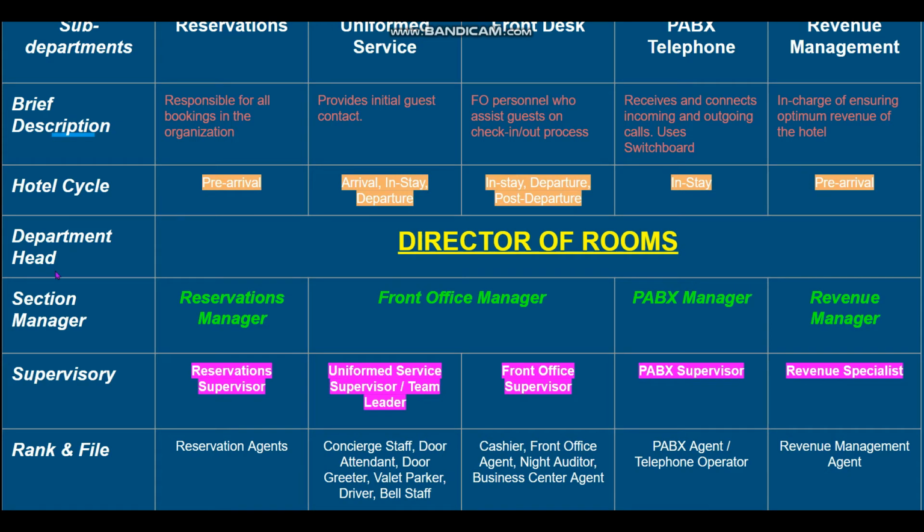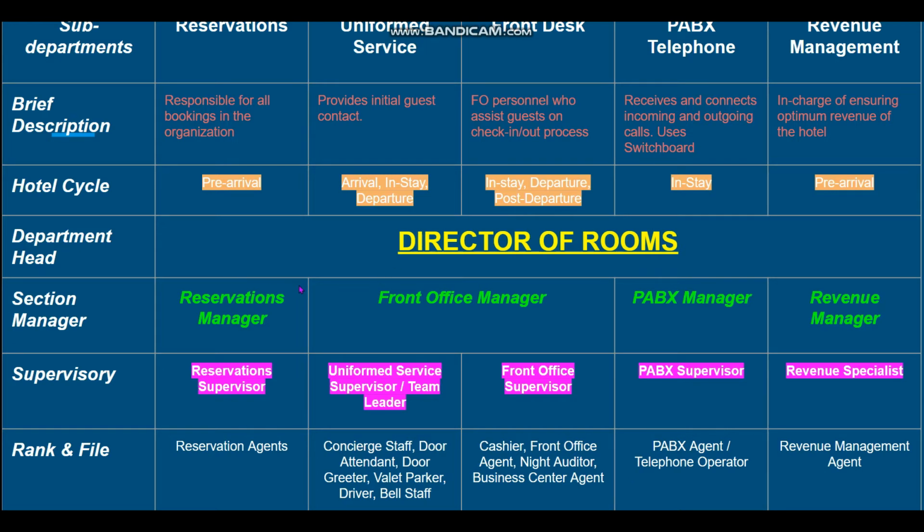So basically, the department head of the front office team, if this is on a four or five-star level type or category of a hotel or resort, we call the head the director of rooms. Normally the director of rooms is also the one who's handling the housekeeping team. But let's only focus now on the front office.